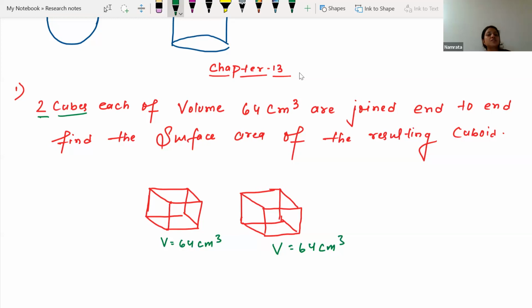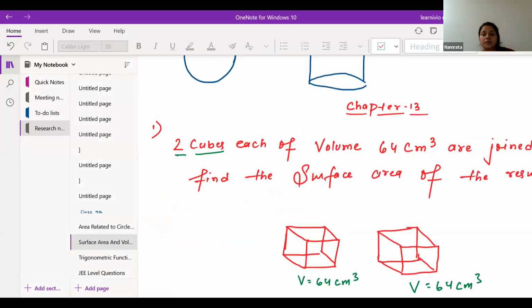So when the volume is given, we can take out the side of the cube. What is the formula for volume of the cube? What's the formula for volume of the cube? Yes, Jasleen. Volume of the cube formula is? Yes.